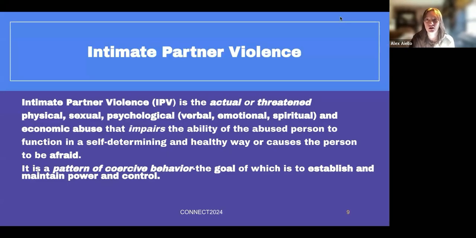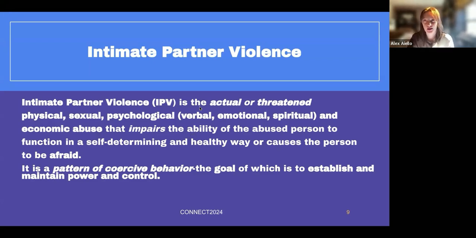Here's a refresher on intimate partner violence. It could also be called dating abuse, interpersonal violence. There are many different words, but what we're referring to is the actual or threatened abuse that impairs the ability of a survivor to function in a self-determining and healthy way or causes them to be afraid. These terms here, physical, sexual, psychological, and economic abuse, are different tactics or styles of abuse that often are happening simultaneously. And we'll go through those different kinds of abuse.